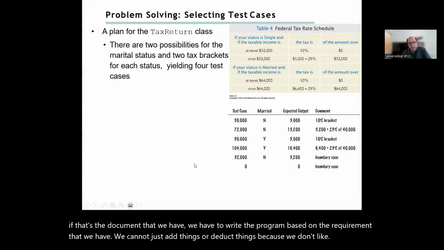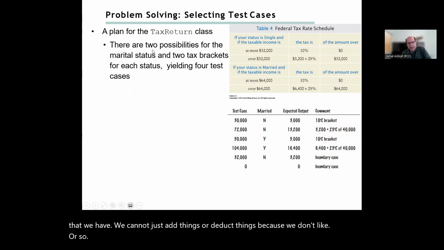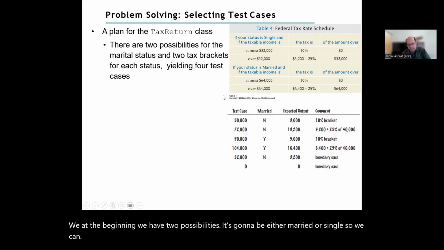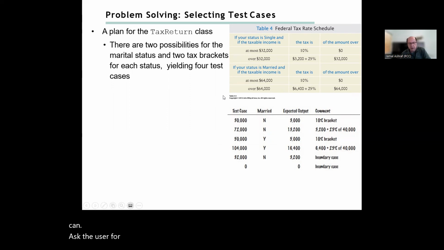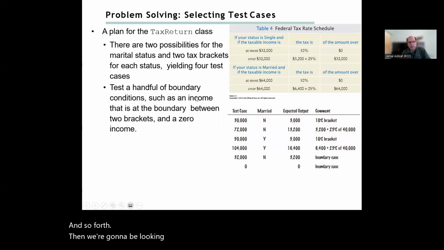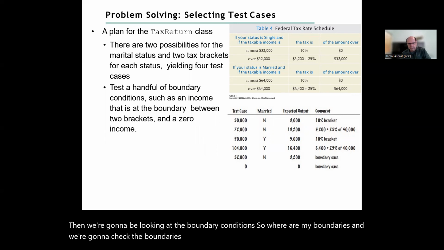All right. So at the beginning, we have two possibilities. It's going to be either married or single. So we can ask the user for M or S, married or single, or we can ask, are you married? And it can say yes or no, and so forth. Then we're going to be looking at the boundary conditions. So where are my boundaries? And we're going to check the boundaries to be sure that what we're looking for is inside the boundaries.